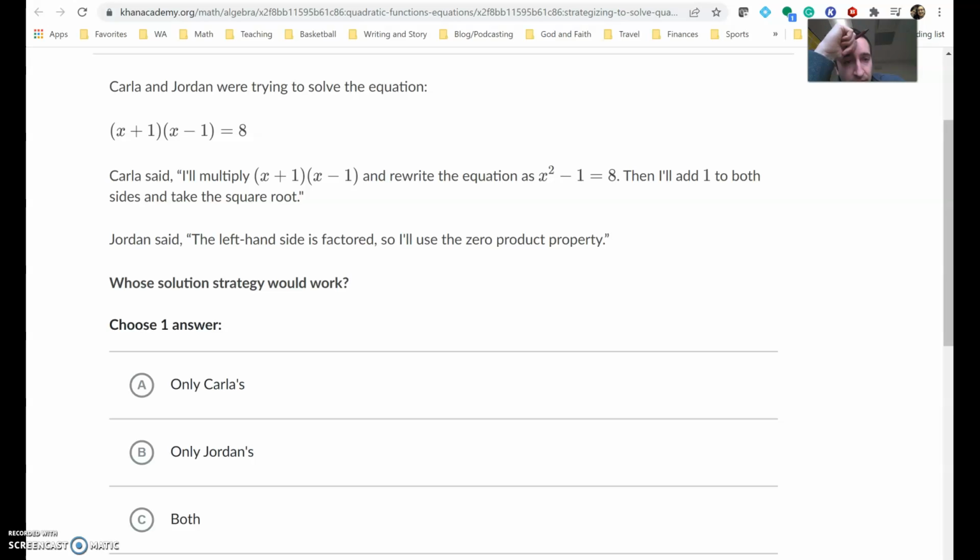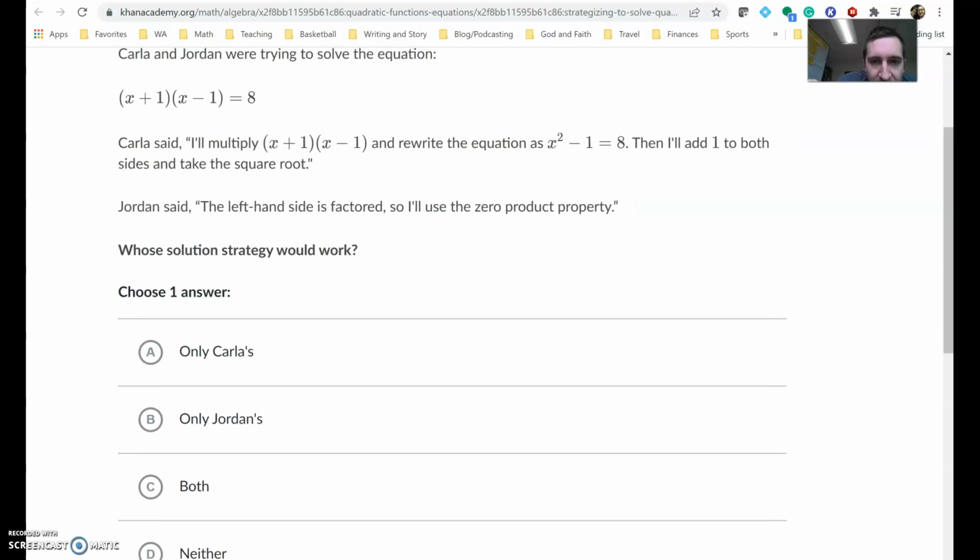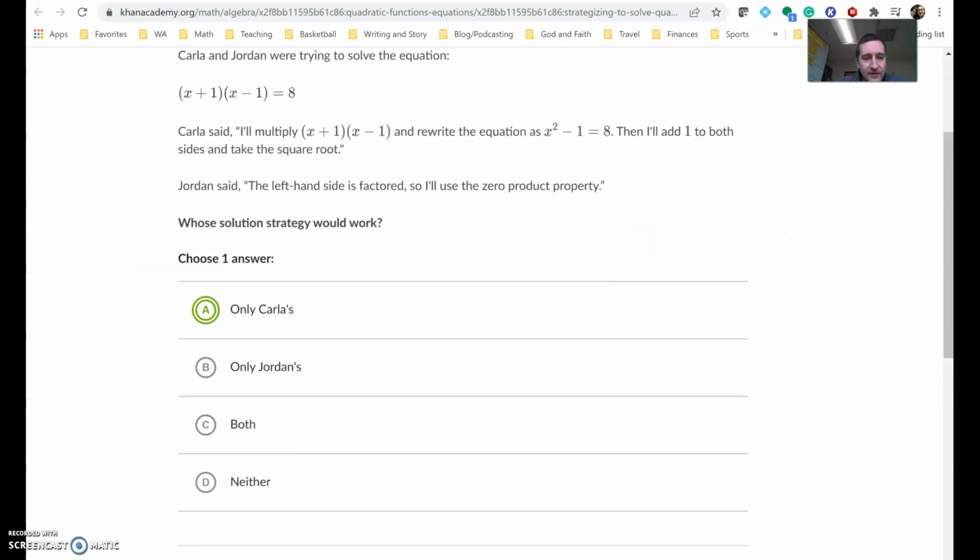Not bad, Carla. Jordan says, since the left side is factored, I'll use the zero product property. Our guy Jordan has been working with Akari from earlier. You cannot do the zero product property if that number right there is not a 0. So I think Carla's work? This FOIL out x squared minus 1. Yeah, that turns into that. Then she's going to add 1 over to get 9, square root. Yeah, Carla's got it. Boom. I see you, Carla.